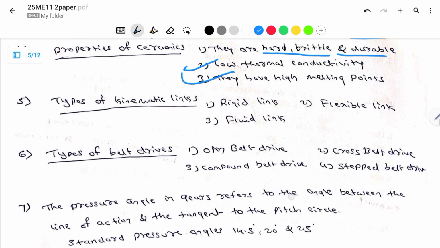Next, types of kinematic links. Rigid link, flexible link, and fluid link are the three types of kinematic links. I hope you have studied those.